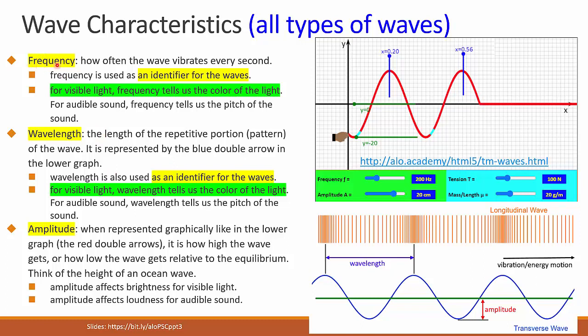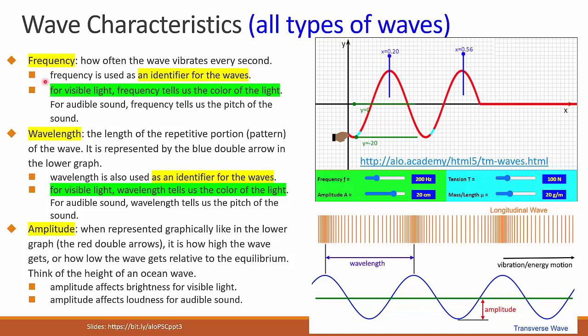Another property of waves, another characteristic of waves, is frequency. It is very much like we use the word in everyday language: how frequent something is, how often it happens. In this case, how often the wave vibrates every second. That's what the frequency is. The unit that we use is hertz. One vibration per second is 1 hertz.